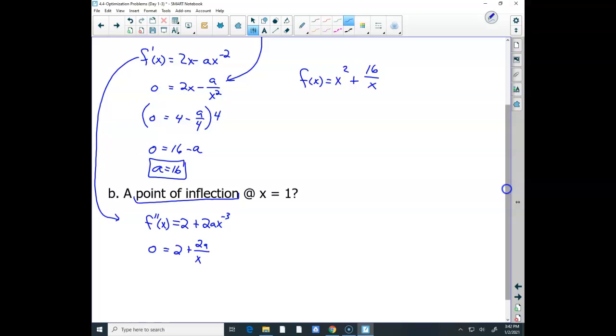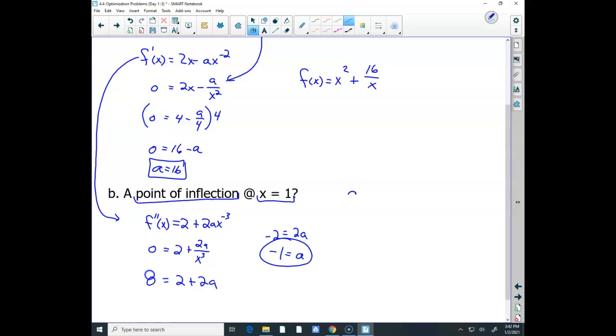And then when I take x equals 1 and plug 1 in there, what I get is 0 equals 2 plus 2a. Well, obviously then, negative 2 equals 2a. So if a equals negative 1, we have a point of inflection at x equals 1.